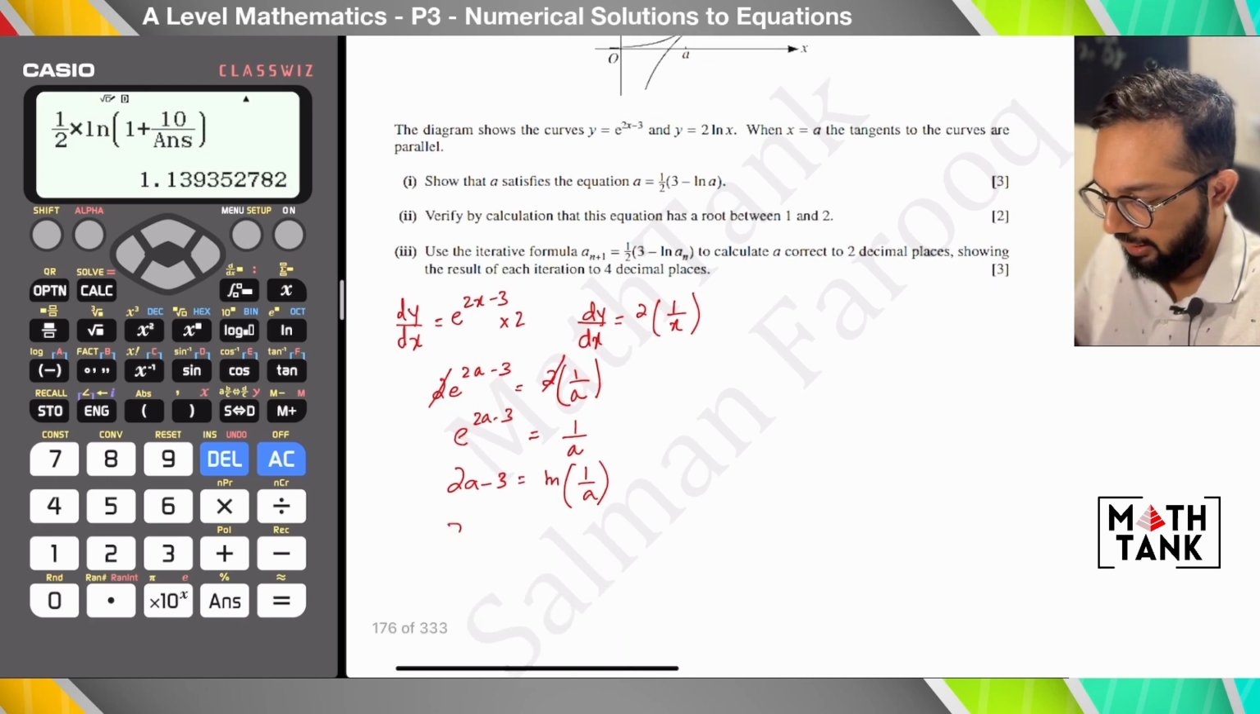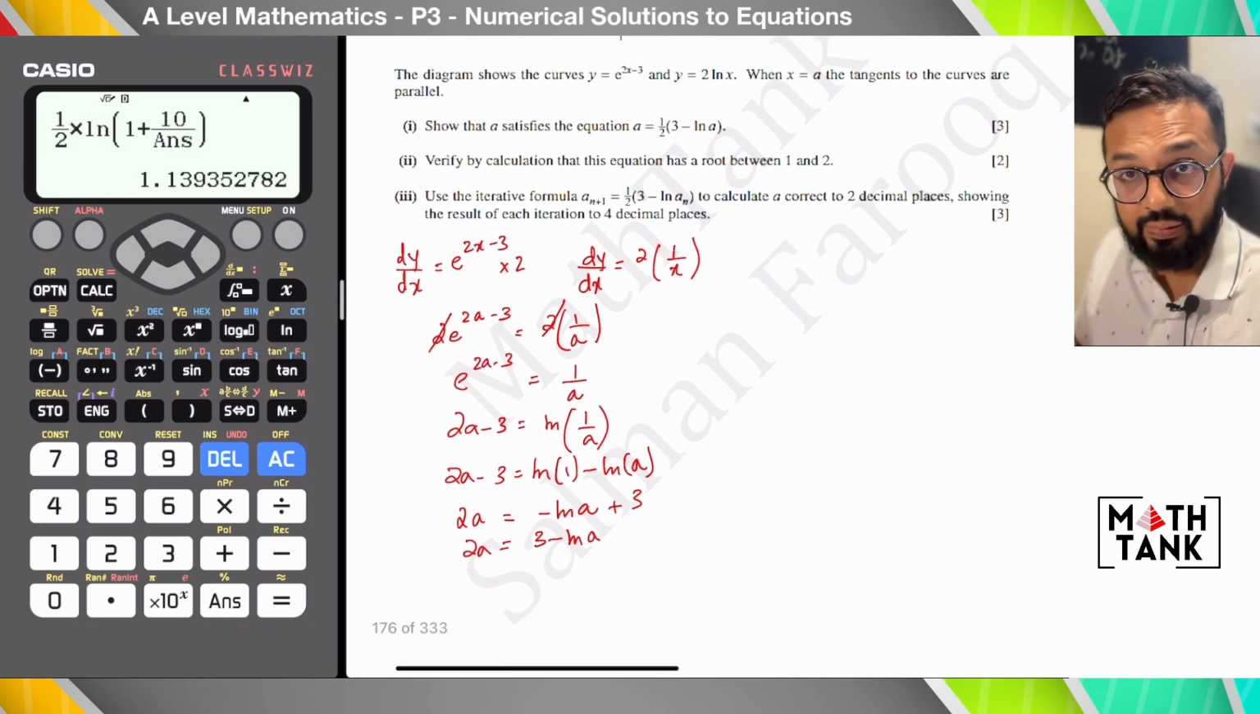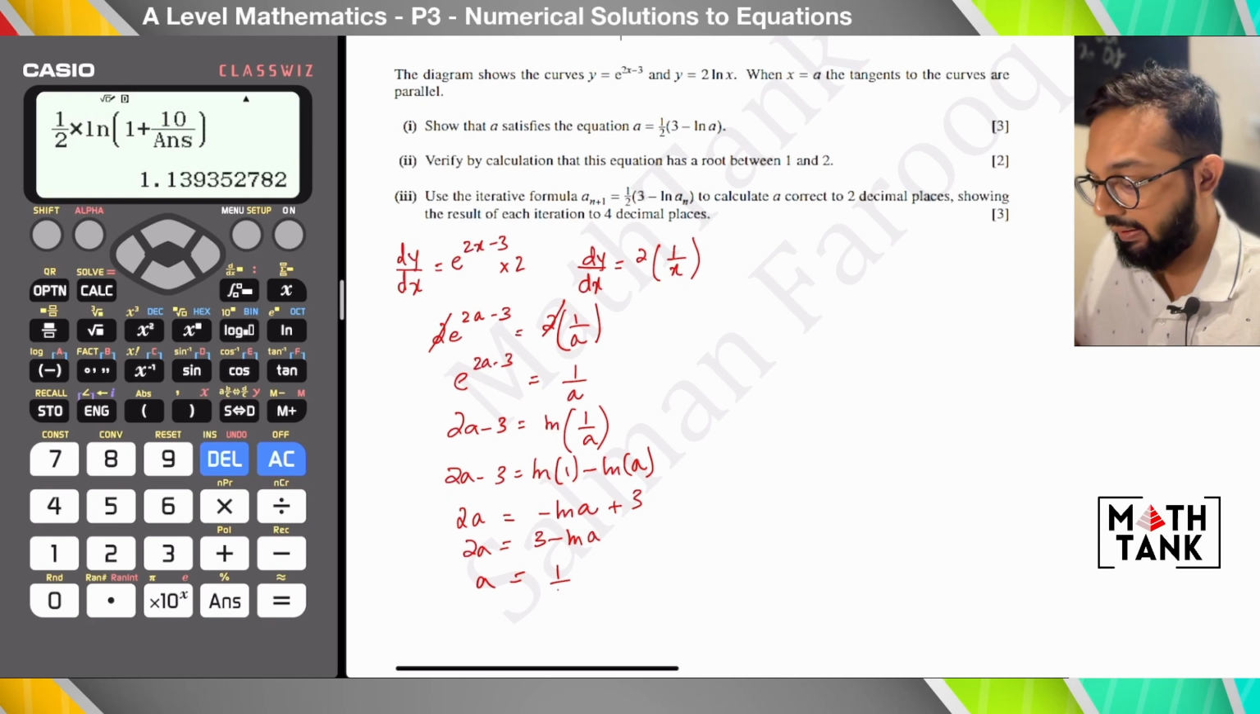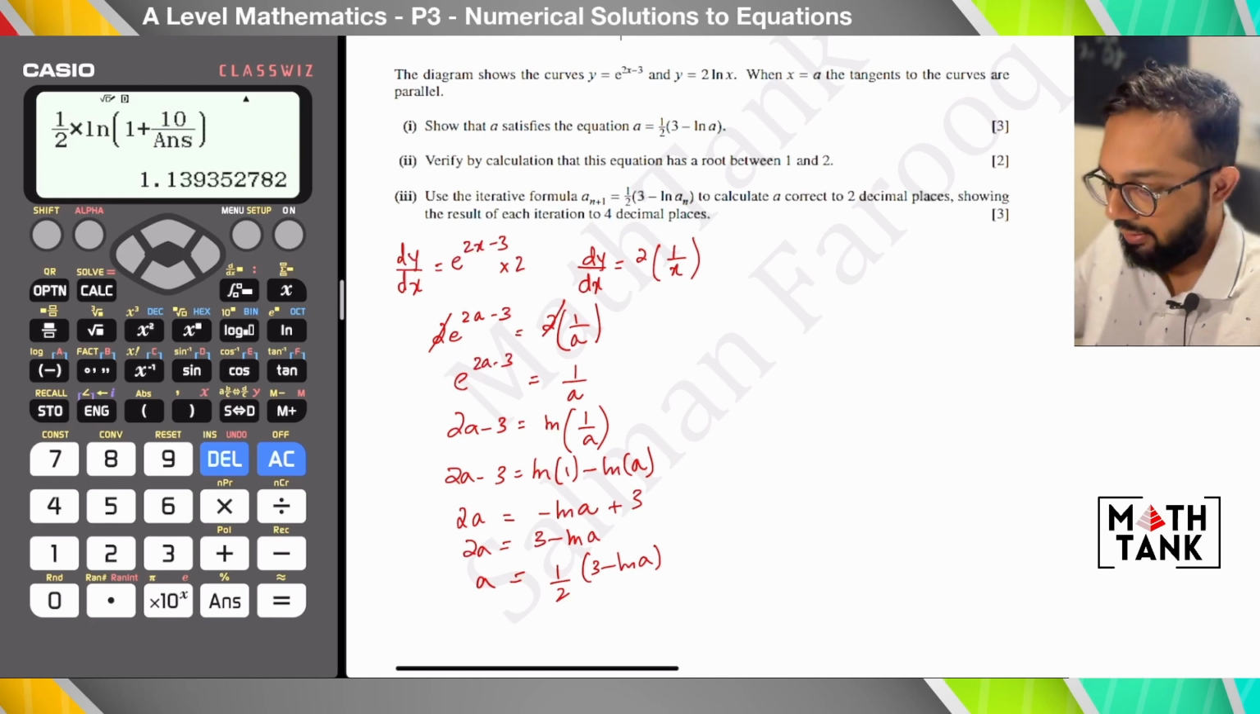So I have 2a minus 3 equals ln 1 minus ln a, and I get 2a equals minus ln a plus 3. Yeah, that is what I wanted, 3 minus ln a. Ln 1 is 0 basically, so that's the reason I have this, 3 minus ln a. Okay, so I have proved to you part 1.